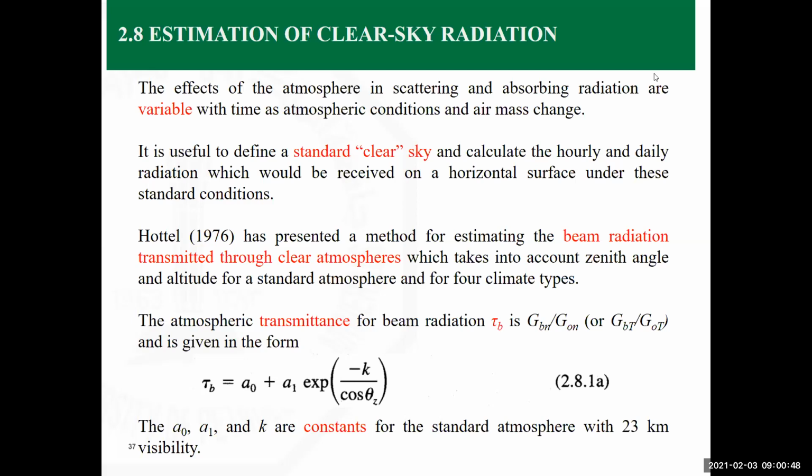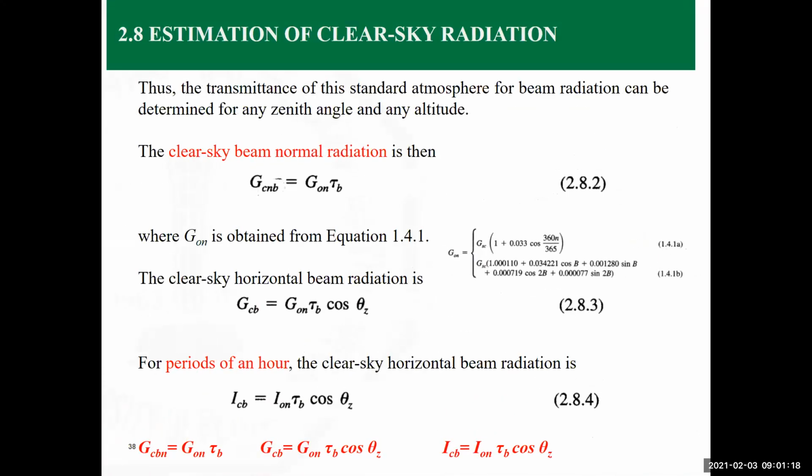It's a function with three constants, A1, A2, and K, and we have cosine theta z, which is basically the cosine of the zenith angle. So it depends on the location. And this has been done assuming a clear visibility of 23 kilometers. However, some of these constants are available for different reference values of clear visibility.